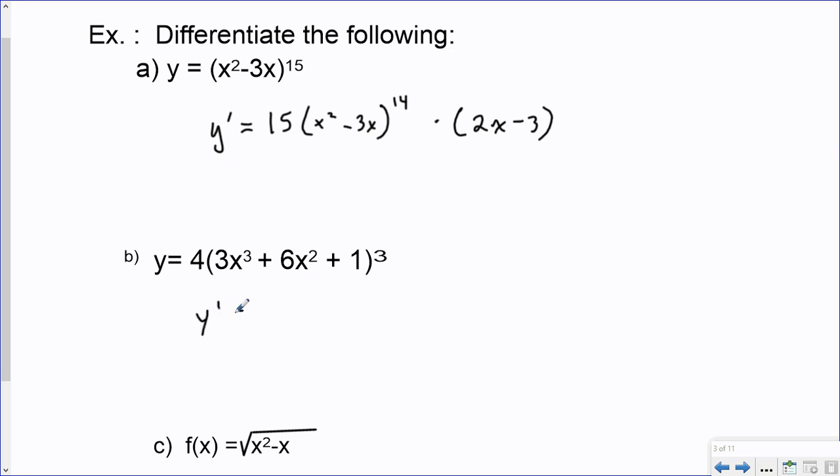So how do I find the derivative? Well, the 4 is just a leading coefficient. We don't worry about that 4. We just write that as part of that. Okay, so now I have to take the derivative of the inside or the interior function.